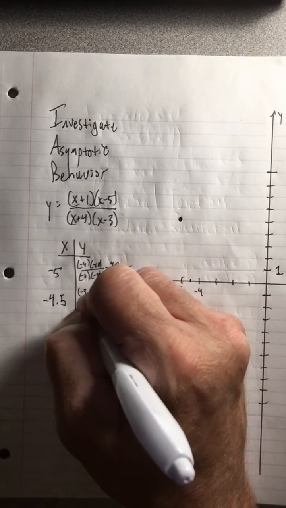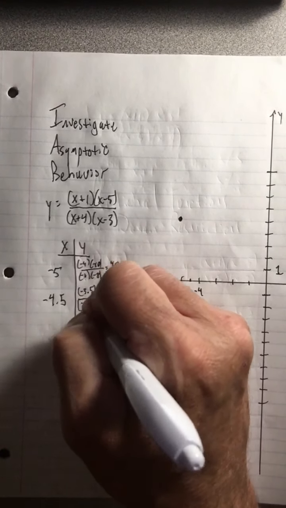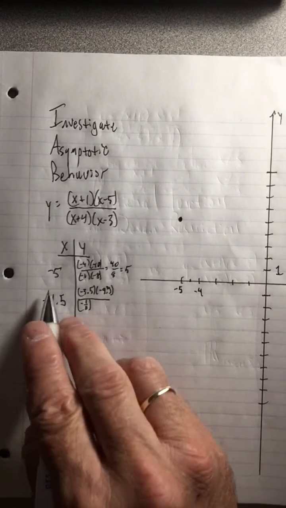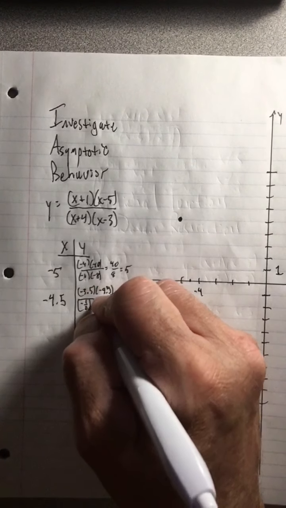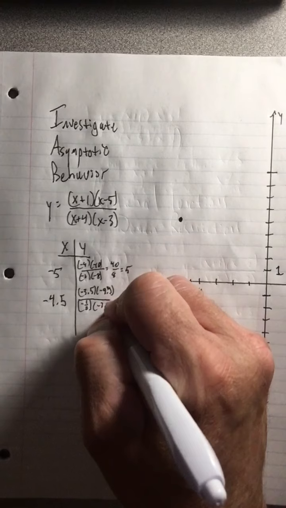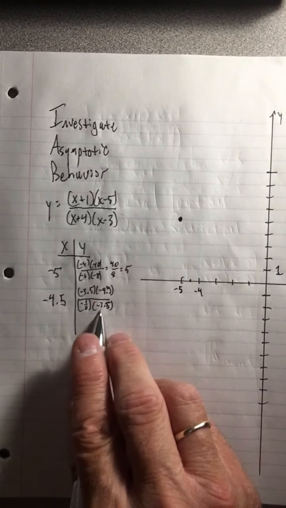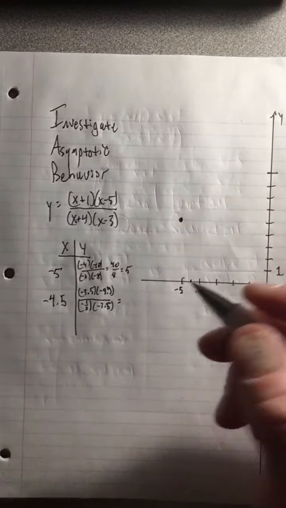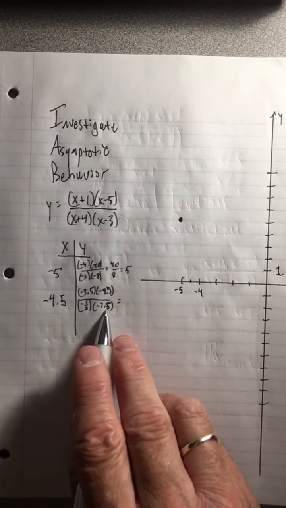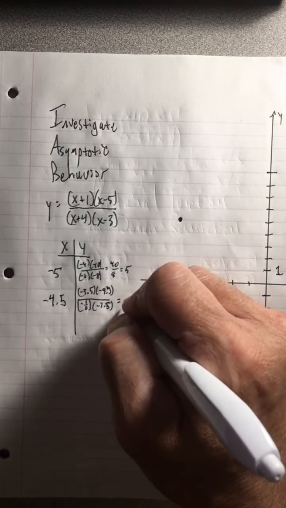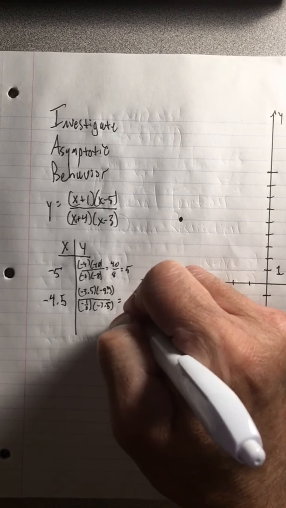-4.5 plus 4 is a -0.5. I'll write it like this, although it is 0.5. And -4.5 minus 3 is a -7.5. Now, a negative times a negative is positive, so everything's positive, so we're going to get a positive result. When I cut 7.5 in half, I get 3 3/4.